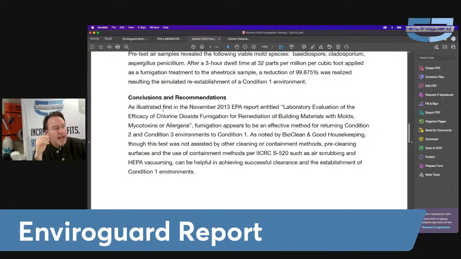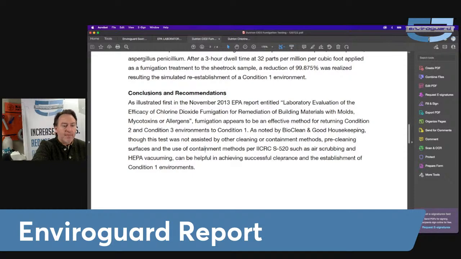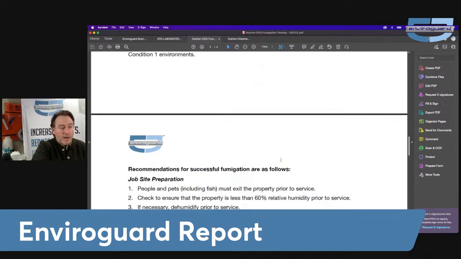Conclusion and recommendations, as illustrated first in the November 2013 EPA report entitled Laboratory Evaluations of the Efficacy of Chlorine Dioxide Fumigation for Remediation of Building Materials with Molds, Mycotoxins, or Allergens. Fumigation appears to be an effective method for returning condition 2 and 3 environments to condition 1, as noted by BioClean Good Housekeeping. Though this test was not assisted by other cleaning or containment methods, pre-cleaning surfaces and the use of containment methods per IICRC S520, such as air scrubbing and HEPA vacuuming, can be helpful in achieving successful clearance and the establishment of condition 1 environments.